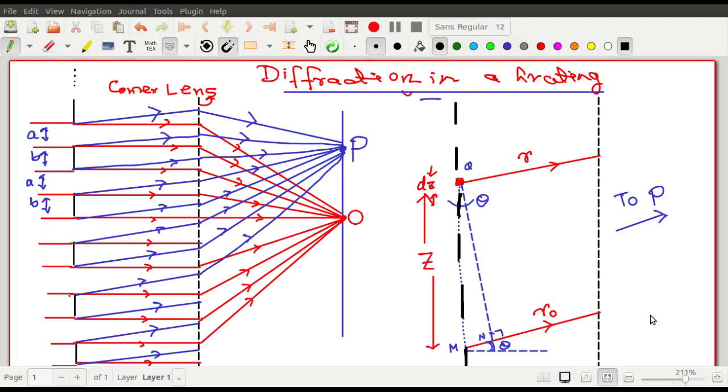Hello dear students, today I will be discussing diffraction in a grating. As you know, in the last classes I have discussed the single slit and the double slit diffraction pattern. In a single slit there was only a single aperture through which the light passed and diffraction occurred. Then we increased the difficulty level by using two slits, and we have also studied that. And in today's class it is about multiple slits.